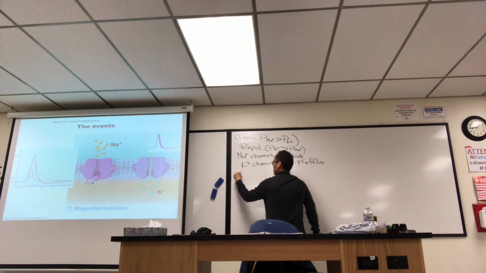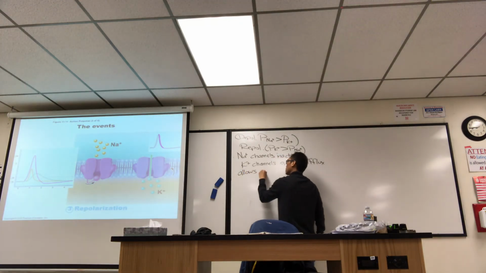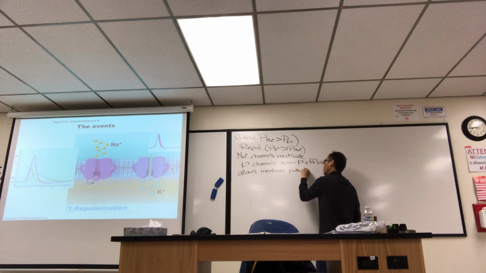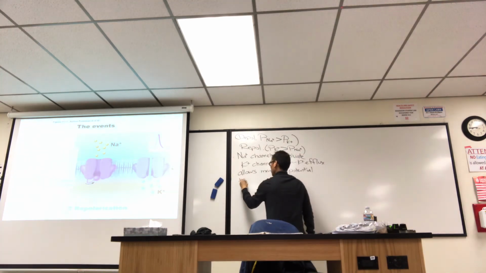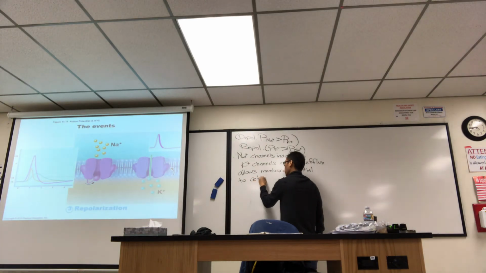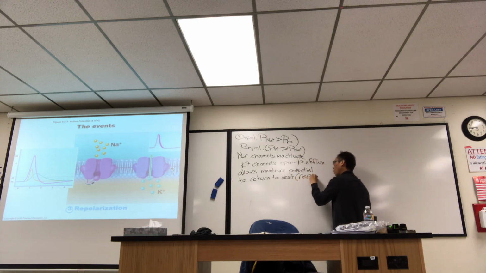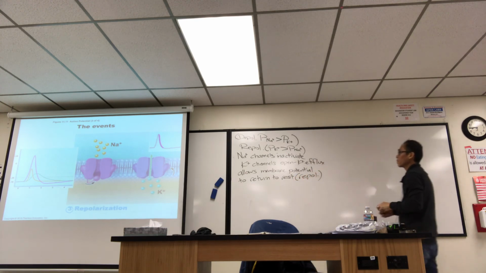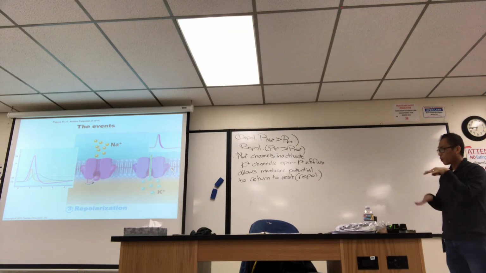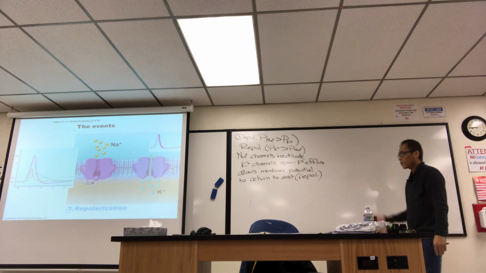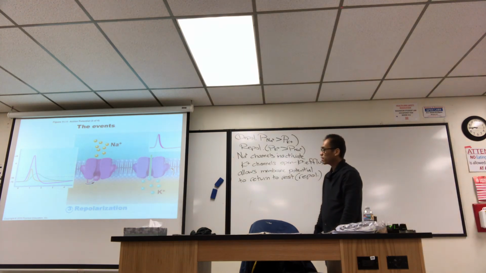So potassium efflux allows membrane potential to return to rest. That's called the repol. You're repolarizing. You're polarizing again. What's the polarized thing? It's negative on the inside with respect to outside. And that's what we're doing here. So that's what happens when positive leaves. That's basically what you got here.